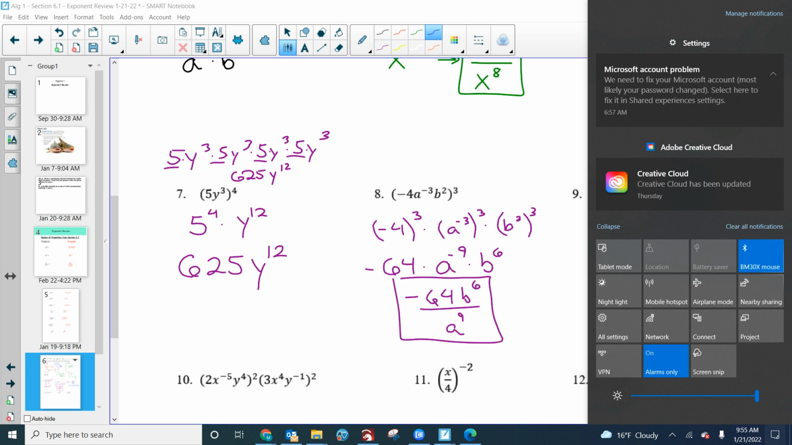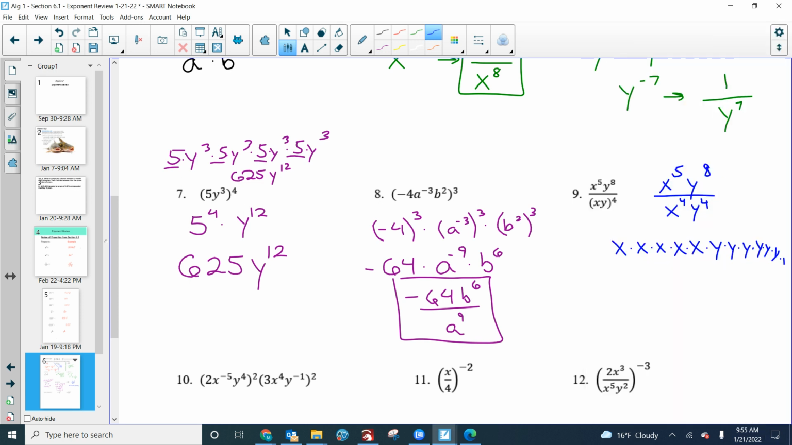Alright, one more maybe. You're supposed to reduce them. 1, 2, 3, 4, 5, 6, 7, 8, over x times x times x times x times x, and y times y times y times y. Ready? What's x over x? Canceled, 1. It's gone.